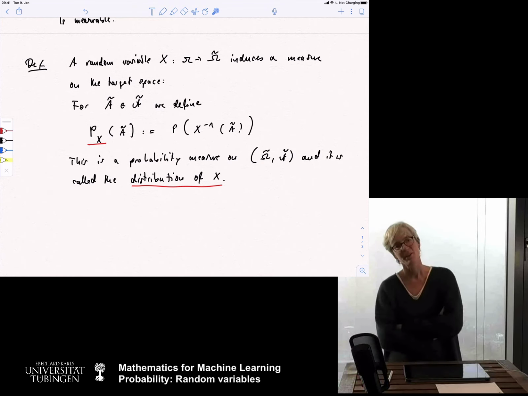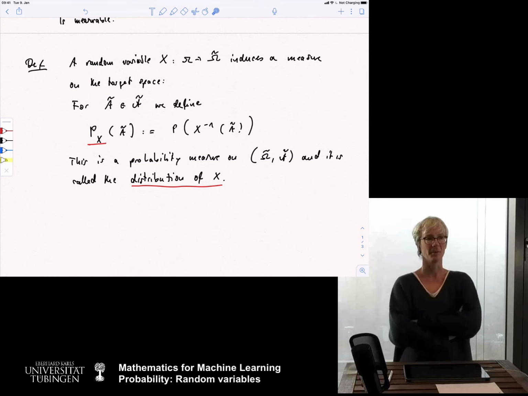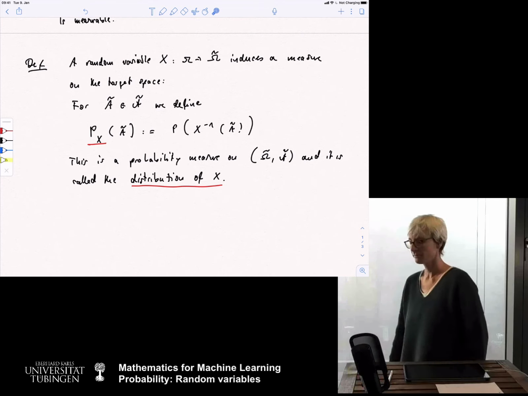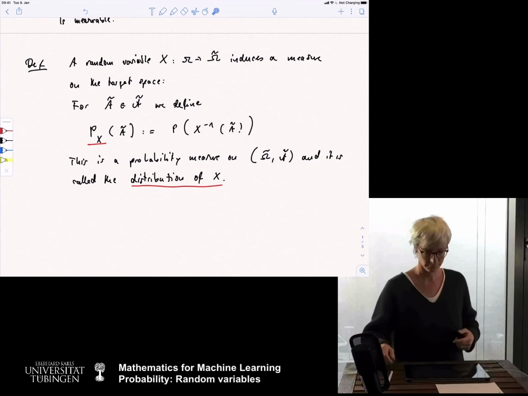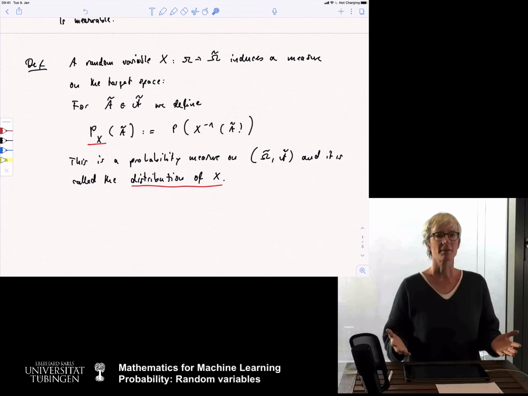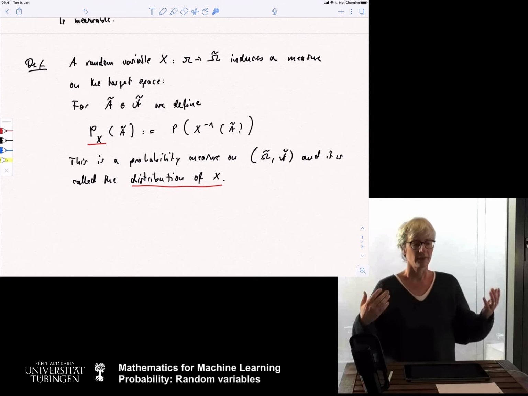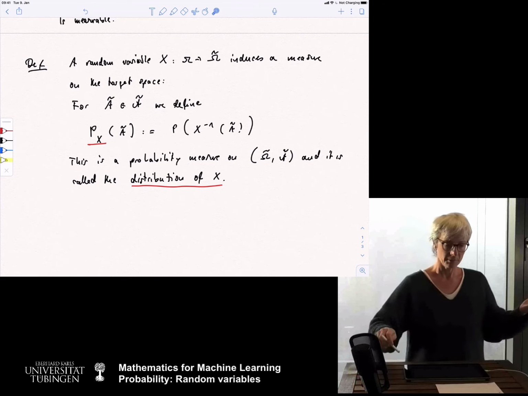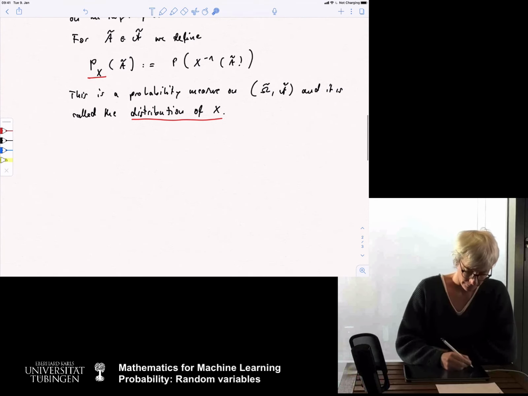Because what I was going to introduce is the sigma algebra on the original space. Now there's one more concept I want to introduce, which is the sigma algebra induced by a random variable. Let me maybe write it down first and then I explain it.